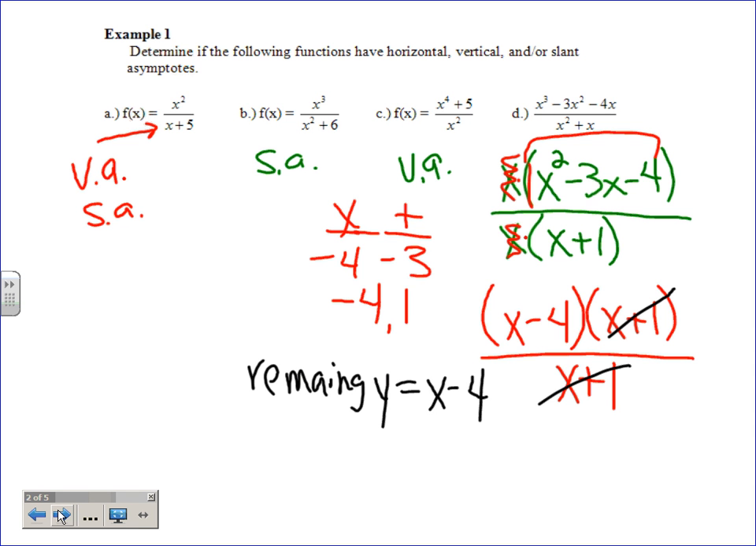So I tried to trick you twice. Letter B, I tried to get you, and I kind of did. And letter D, maybe a little bit. Okay. But the key, always look for holes first. Any questions so far?